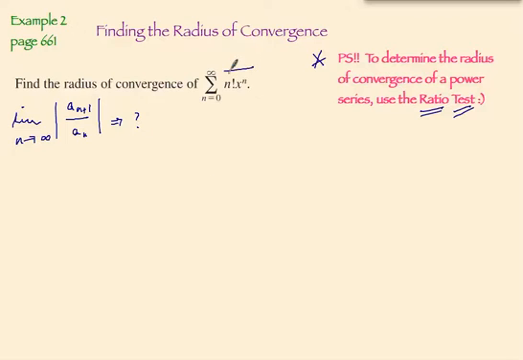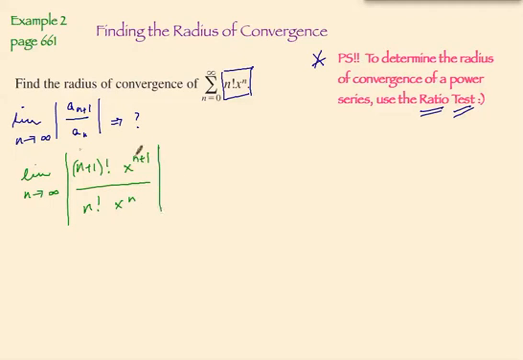Now, we'll use, of course, the general term of the series. So for this particular example, we're going to take the limit as n approaches infinity of, and since I'm putting the a sub n plus 1 term on top, it's going to be n plus 1 factorial, and then x to the n plus 1 over the original term, which is n factorial x to the n.